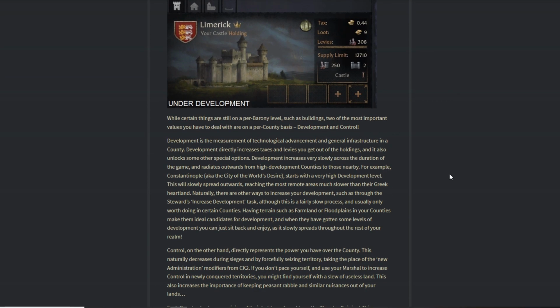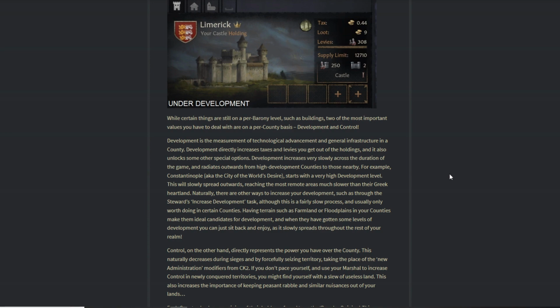While certain things are still on a per barony level, such as buildings, two of the most important values you have to deal with are on a per county basis: development and control. Oh great, let's learn about control and development, shall we? The thing I was just mentioning.